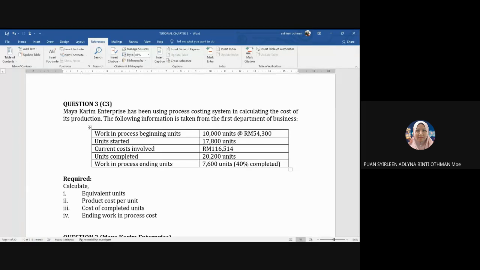Work in process beginning unit dia bagi. Okay, yang ini beginning cost. Alright, dia bagi untuk first department. Satu department saja. Alright. Okay, and then ada unit started, ada current cost, ada unit completed, ada ending WIP. Okay, yang ini product 40% completed. Kalau you tengok dekat sini, dia tak separate the direct material and the conversion cost. Bila dia tak separate, you janganlah pergi cari sampai gila nak cari dia separated. Just calculate as one total.